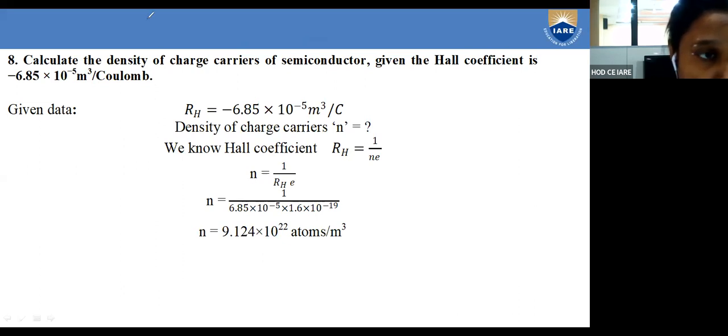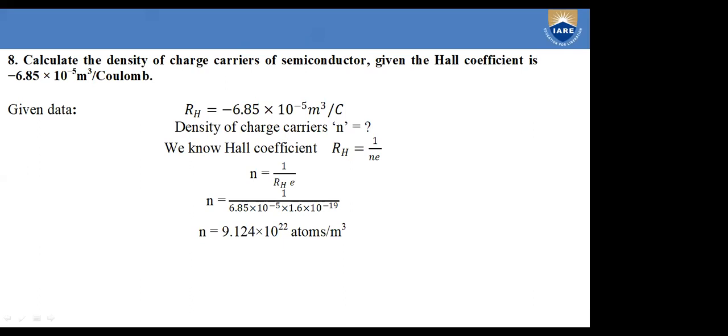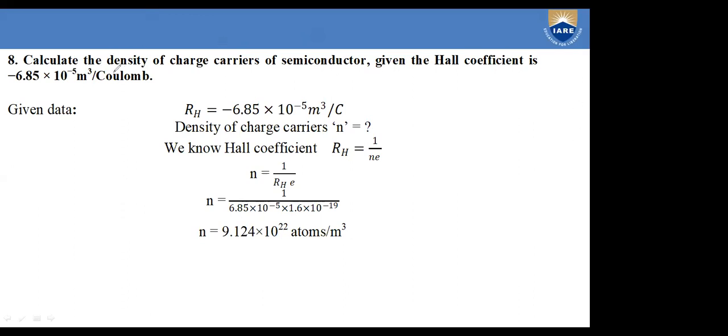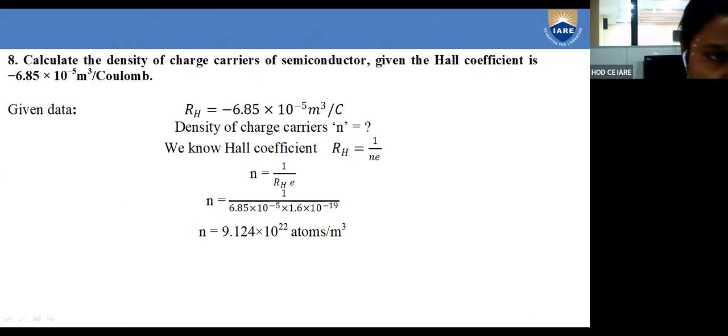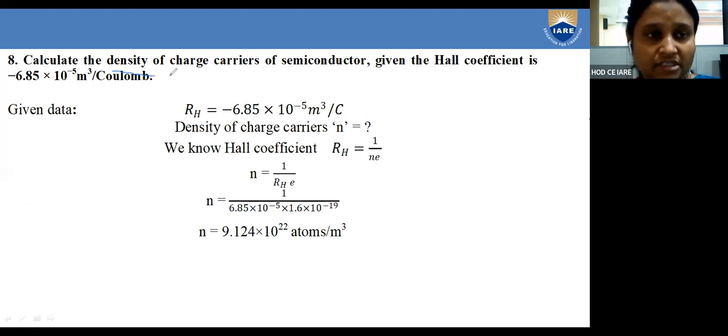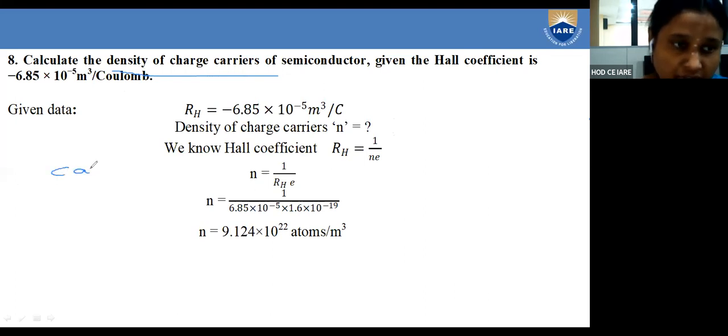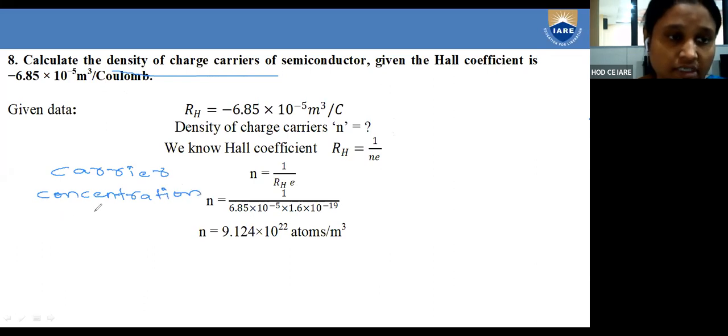What is given in this problem? First, here also we need to find the density of charge carriers. Again, we were given the value of the Hall coefficient. I think this problem is just like the previous one. You people have to understand that carrier concentration and density of charge carriers are the same. So don't get confused. I think this problem is the same as we have done in the 7th one.